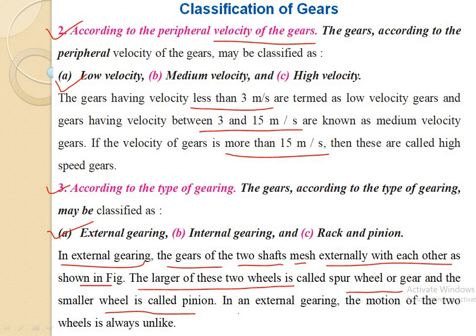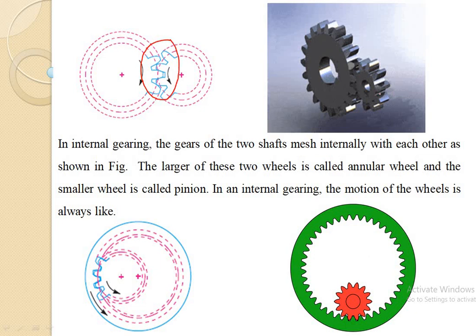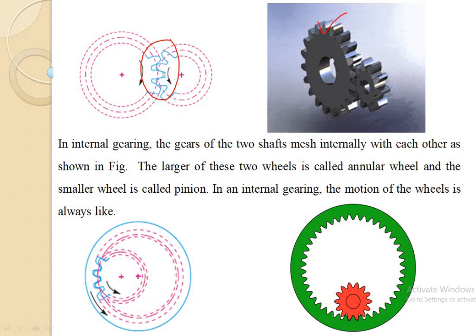Keep in mind, if two gears are engaging with each other externally, then the larger toothed wheel is known as the gear and the smaller toothed wheel is known as the pinion. That is the gear and pinion. This is the external gearing. Look at this. These gears are engaged with each other externally. This is known as the gear and this is known as the pinion. This is the example of spur gear.